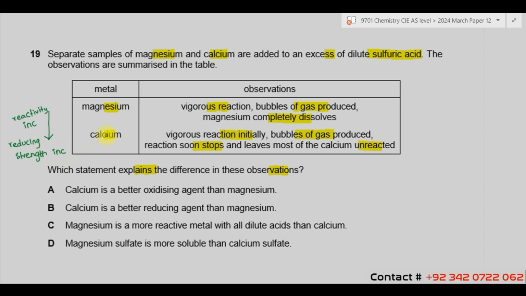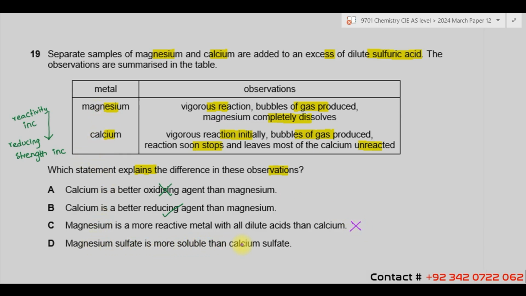So calcium is a powerful reducing agent as compared to magnesium. Calcium is not a better oxidizing agent, calcium is a better reducing agent. So then why does the reaction stop? It does not explain the stopping of the reaction. Let's move further. It says that magnesium is a more reactive metal with all dilute acids than calcium. This is incorrect because calcium is more reactive than magnesium.